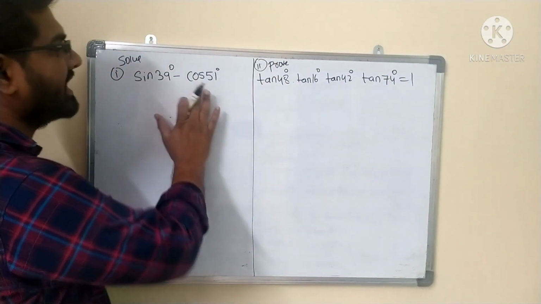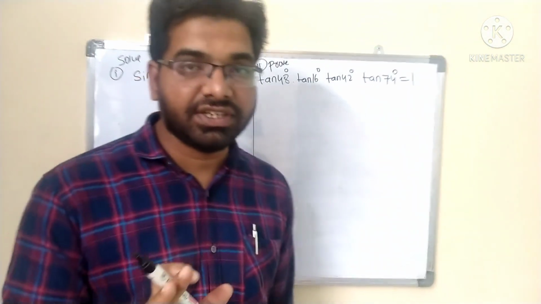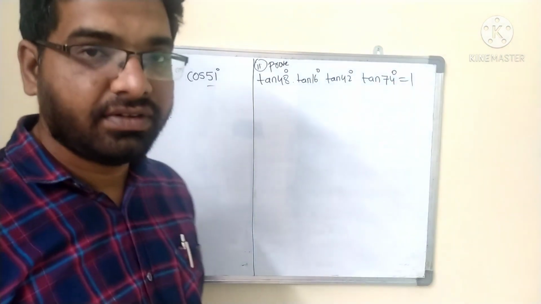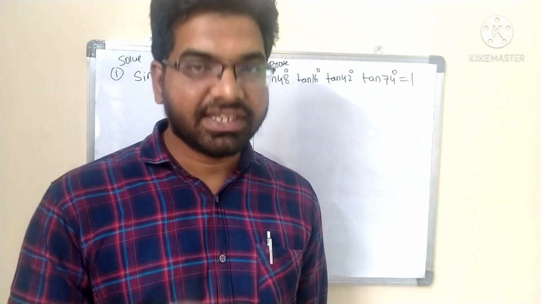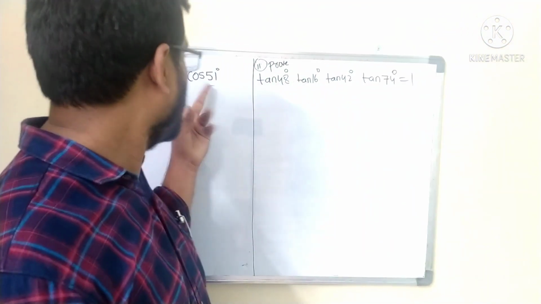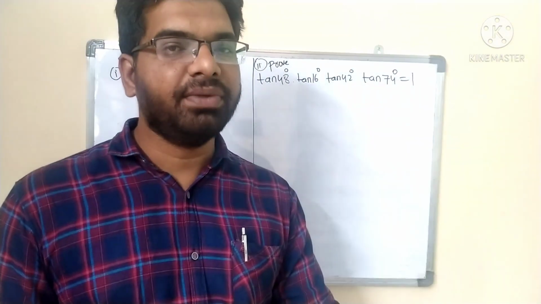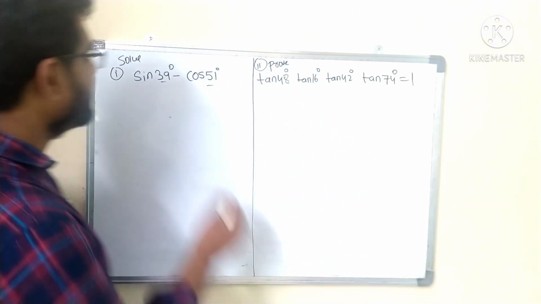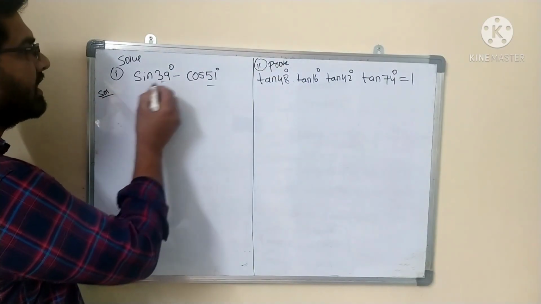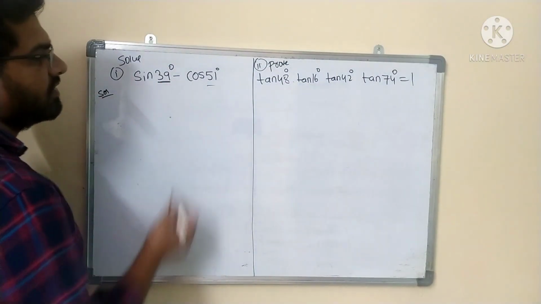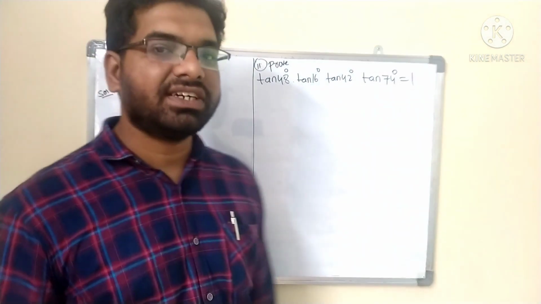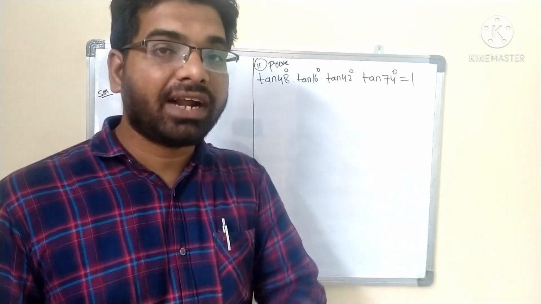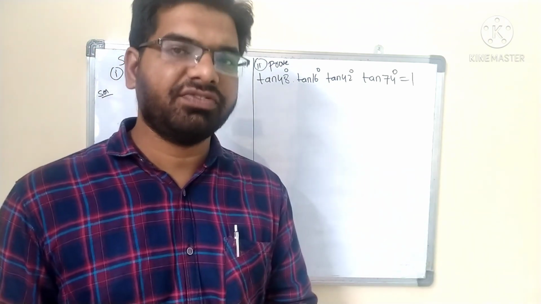Here sin 39 and cos 51 are given. If you see here, 39 plus 51, that is nothing but 90 degrees. That means they are complementary angles. Complementary angles mean we can change one ratio, any ratio. So let's see, solution: 39 I am changing here. What is the complementary angle of 39? What should we add to 39 to get 90? That is nothing but 51.